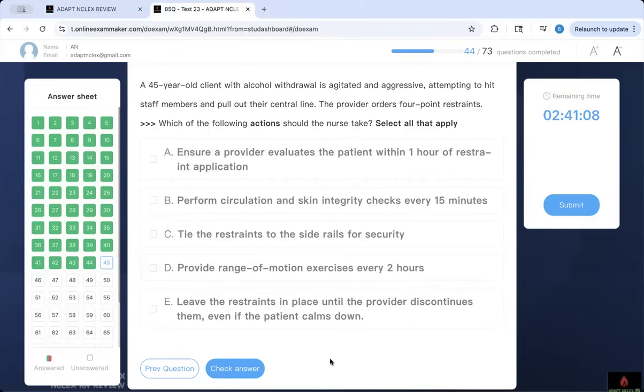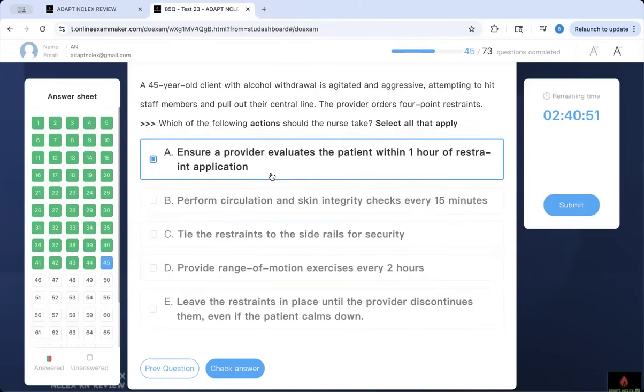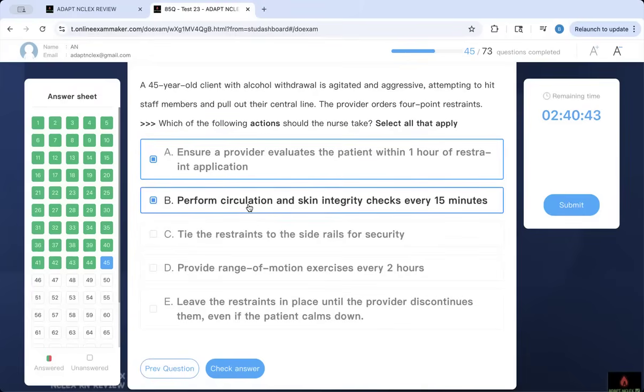What do you think? Which one is appropriate? Stop the video, pick your answer, don't overselect, make sure it makes sense, be consistent with the question and the concept, and use common sense. Well, the provider needs to evaluate the patient after they place the restraint, make sure they are not getting into trouble. You got to perform circulation check every 15 minutes.